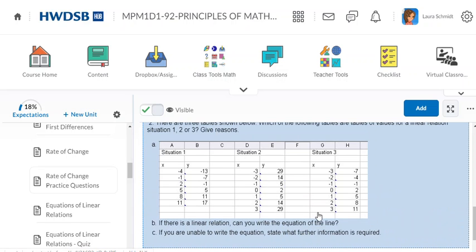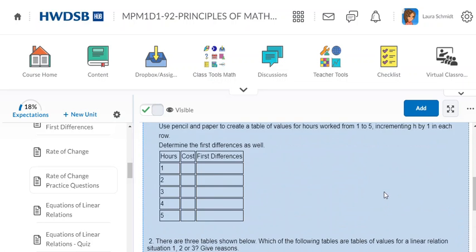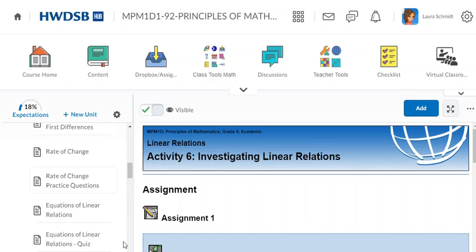And if they're not a linear relation, then you shouldn't have to write the equation, because in grade 9, we're only focusing on linear relations. It's important to be able to identify when it's not linear, but you don't need to be able to write the equation of those yet. That will be grade 10. Okay, so that's the rate of change practice questions.